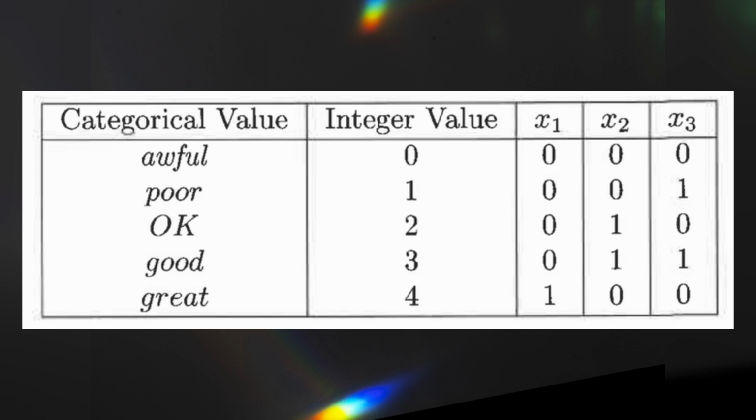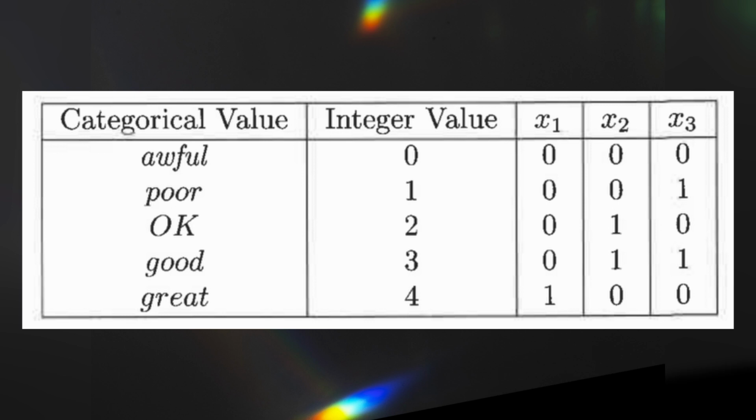So you see the image on the screen. You have 5 categorical values: awful, poor, okay, good, great. Then you assign an integer to them, and then since it's 0 to 4, you can represent it in 3 binary bits. So you convert it into binary.